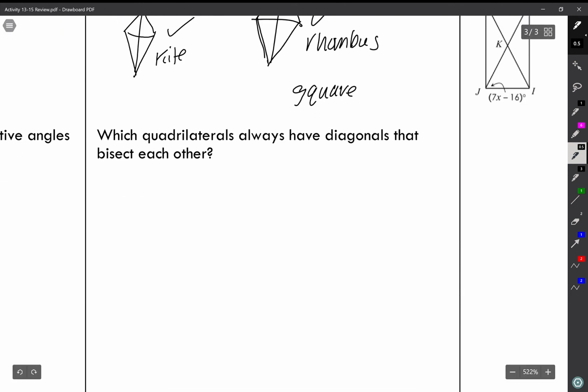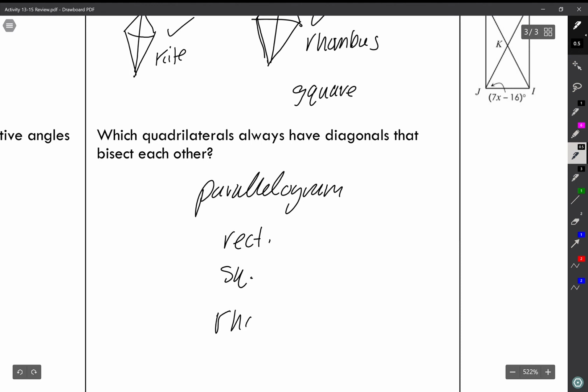Which quadrilaterals always have diagonals that bisect each other? Okay, a kite, they have one that bisects the other, but the other doesn't bisect the first one, so we cannot say that's true. A trapezoid, it's not true for. Okay, it's true for a parallelogram. That's one of the big properties of a parallelogram. So if you look at the properties, it says that. So if it's true for that, it's also true for rectangle, square, and rhombus.